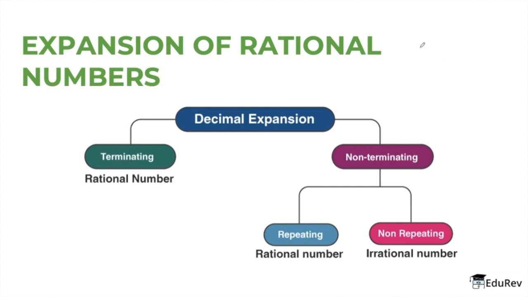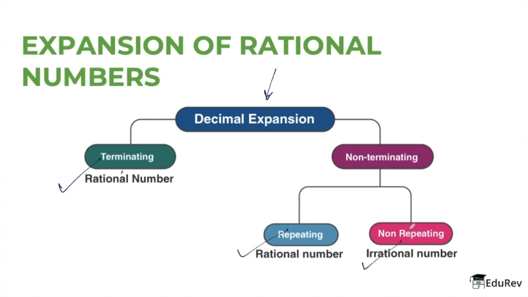And this is exactly what they have told. They have said that decimal expansions can be of two types. Either they are terminating or they are non-terminating. If they are terminating, then we say that that is a rational number. If they are not terminating, then either they are repeating or they are not repeating. If they are repeating, then they are rational numbers. If they are not repeating, then they are irrational numbers.